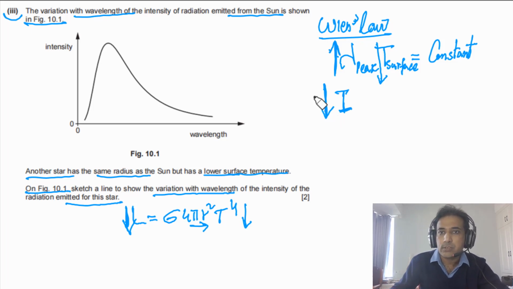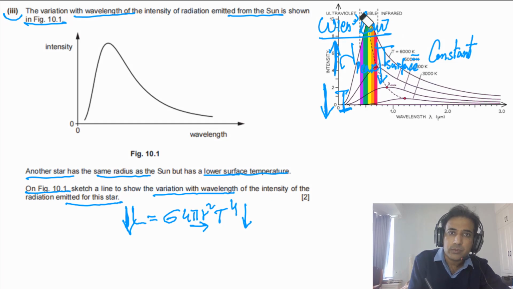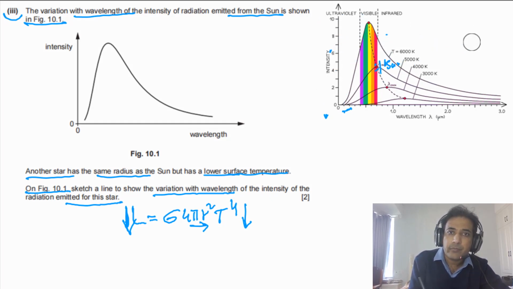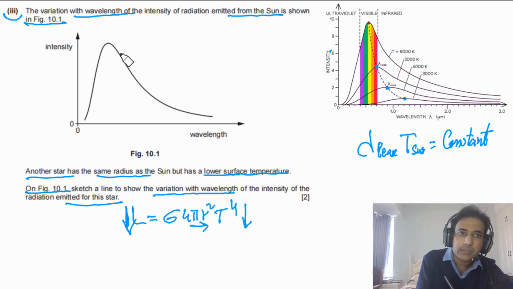Now we need to sketch the curve. Before we sketch the curve, let me show you this figure. Understanding of this figure is important. So you can see the trend here. When lambda is longer, how about intensity? You can see as lambda is getting longer, peak intensity is decreasing. So this is the main concept you need to understand, that lambda peak times T surface temperature is equal to a constant, and this is based on Wien's displacement law. And based on this one we need to sketch the curve now.